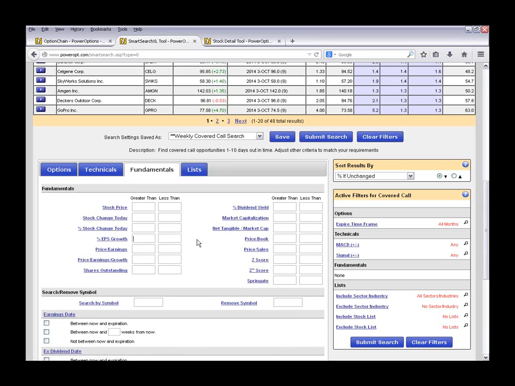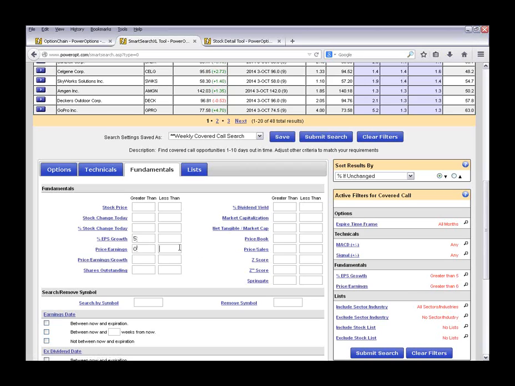To start off in the fundamentals, again, I want to see stocks that have grown 5% minimum in earnings. I want to keep that PE ratio personally between 0 to 50. You might have a different preference. You just plug that in.